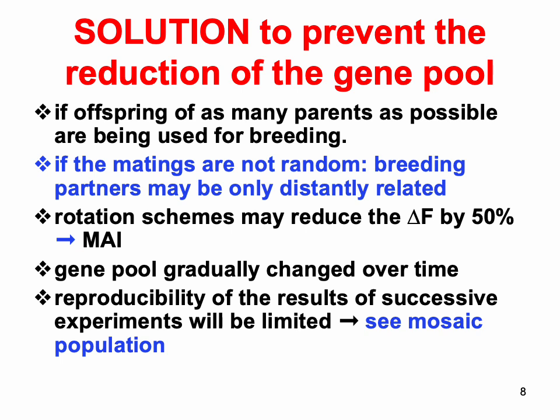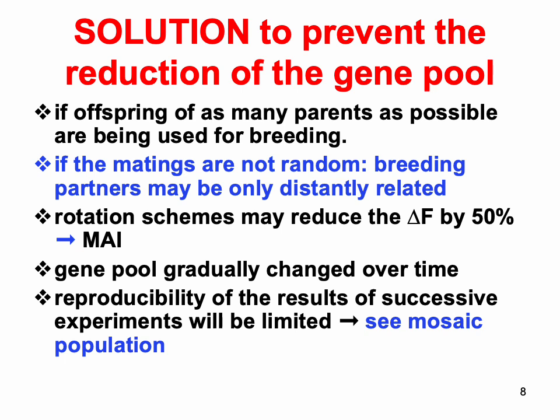Solutions to prevent the reduction of the gene pool are as follows. If offspring of as many parents as possible are being used for breeding, but this is only in theory and in dreams. If the matings are not random, breeding partners may be only distantly related. So this is a paradox, that this random population cannot be crossed randomly. Rotation schemes may reduce the delta F by 50%, rotation changing the generation, and the best is the MAI, the maximum avoidance of inbreeding systems.